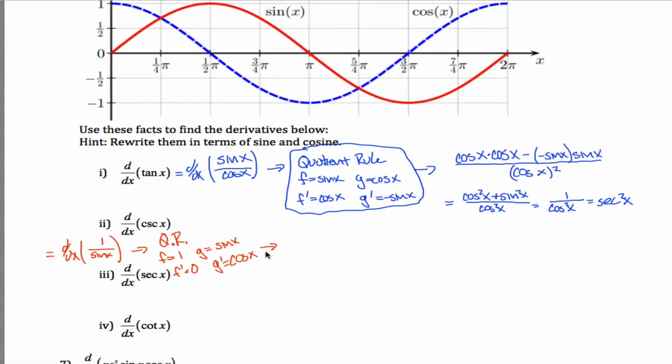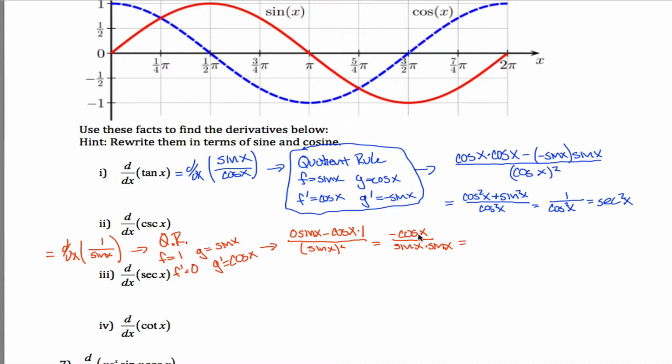You take all this information and you apply the quotient rule. The quotient rule tells you that the derivative of f divided by g is f prime, which is 0, times g, which is sine of x, minus g prime, which is cosine of x, times f, which is 1. And then you take that whole thing and you divide it by g squared, sine of x squared. Well, let's see, 0 times sine of x is just 0. So in the numerator, I just have negative cosine of x. And then in the denominator, I have sine of x squared, which I can write as sine of x times sine of x.